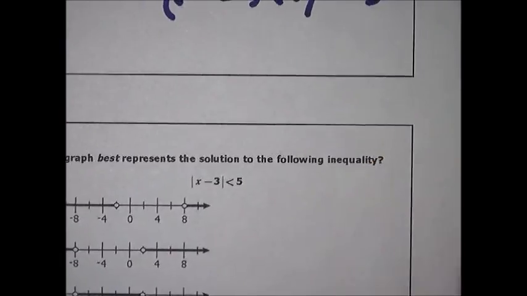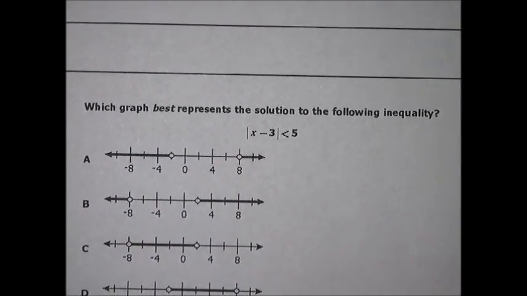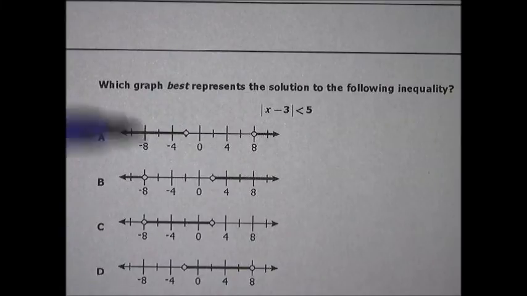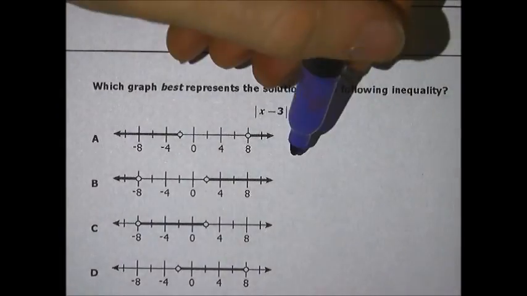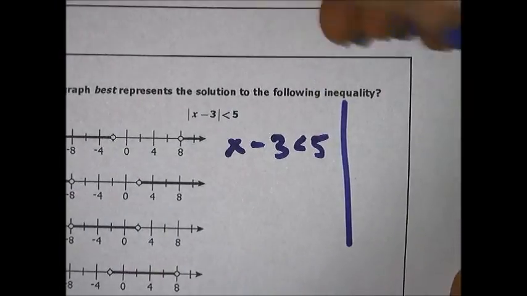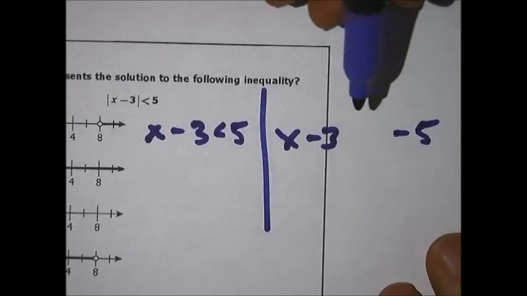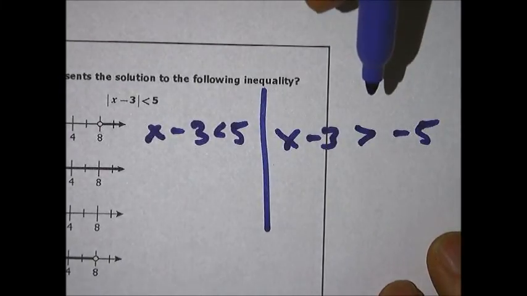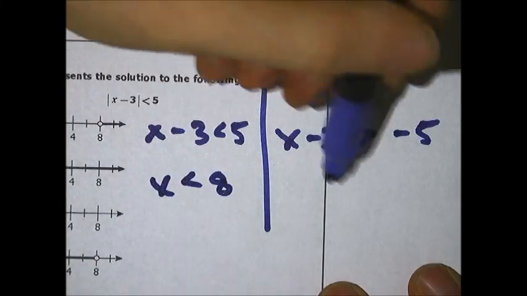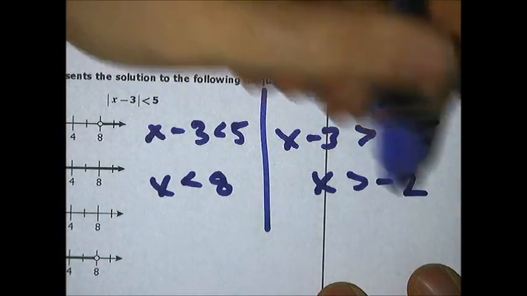The next one is the absolute value of x minus 3 is less than 5, so we definitely know how to solve it, and then we just want to be careful when we match it to a number line. So to solve this, it's x minus 3 is less than 5, and x minus 3 is greater than negative 5, and we flip the symbol. When you solve these, you add 3 to both. X is less than 8, and x is greater than, add your 3 over, negative 2.